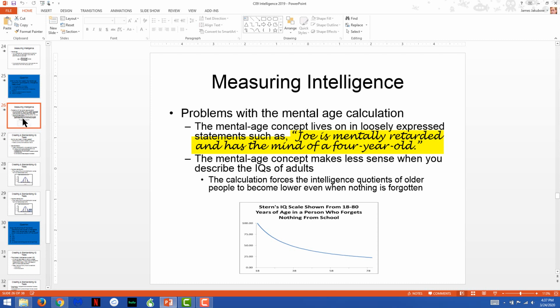So the idea that when somebody says, Joe's mentally retarded and has the mind of a 4-year-old, is inherently an incorrect statement, because it takes the IQ test and makes that the primary way to understand the individual. And the IQ score is just one tiny little thing. It's a specific way in which you assess intelligence based on the construct for intelligence that you accept, and it ignores all the other aspects of social experience that the person may have actually had.